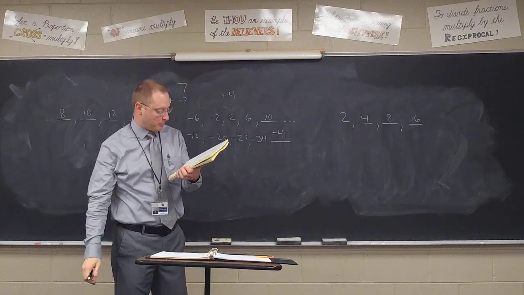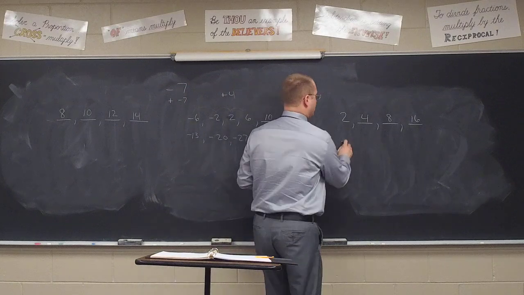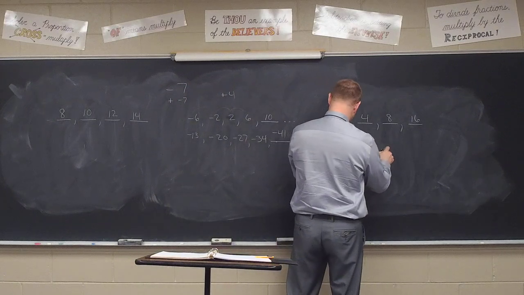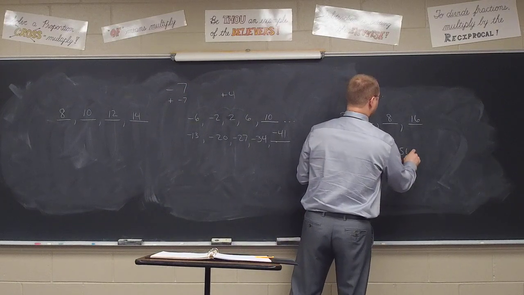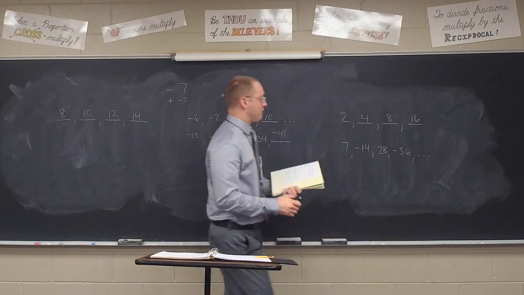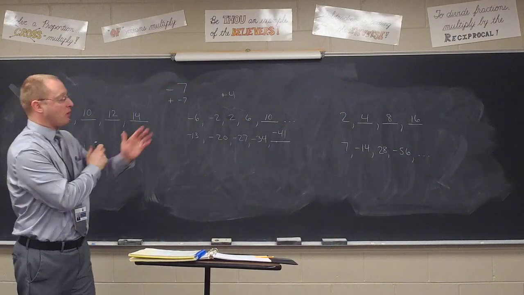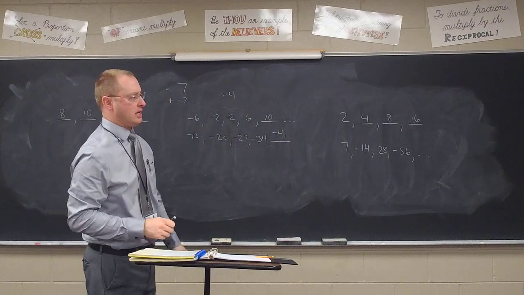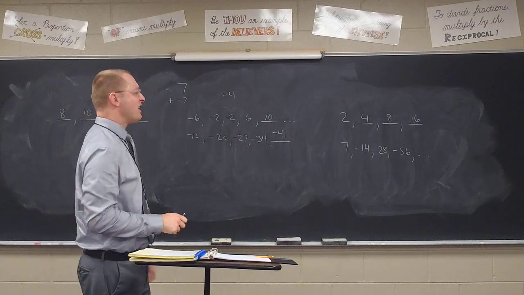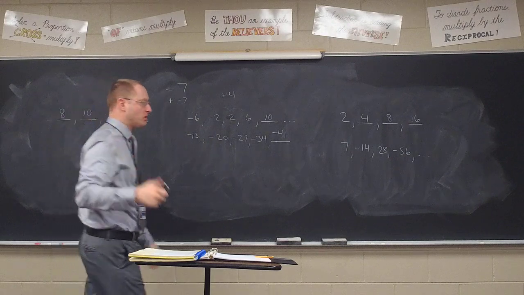Drop down to number 9 right below it. Now again, they tell us it's geometric, which is nice of them. And they give us the first 4 terms here. What is the pattern? What does it appear that we're doing? We go from a 7 to a negative 14. And then to a positive 28. Then to a negative 56. Jalen, what's going on here?